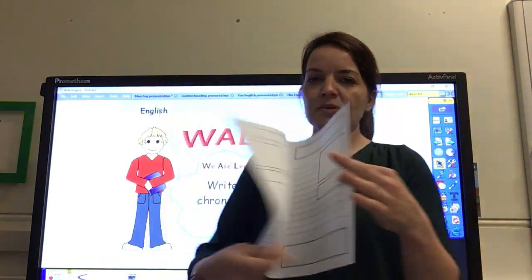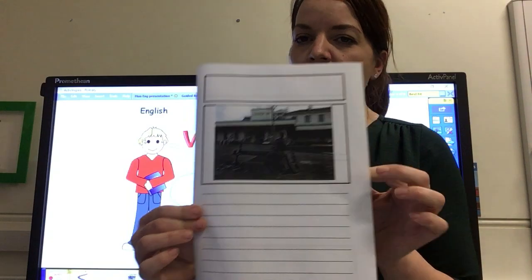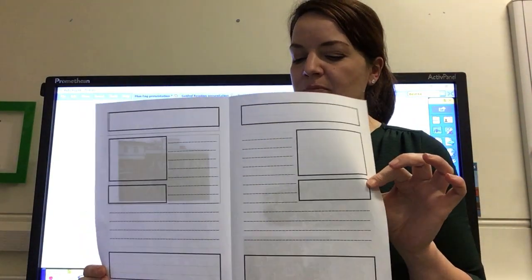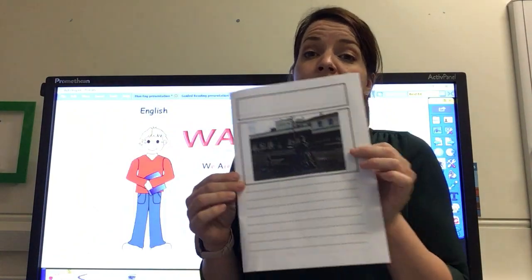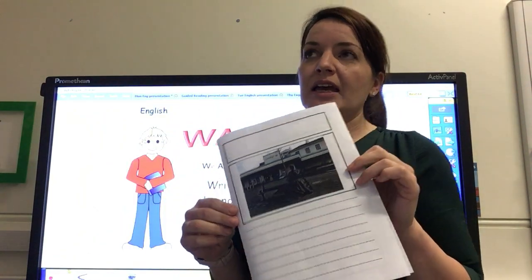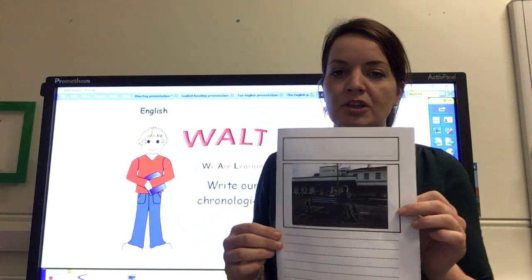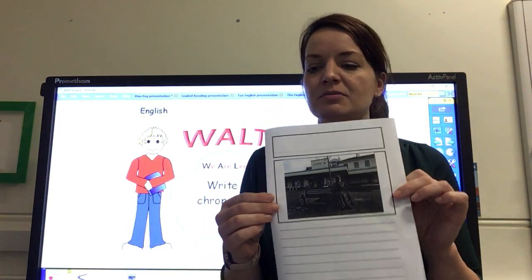Now, these are what the booklets look like in school, because we've printed them out and put them onto big A3 sheets of paper. If your booklet at home is smaller, that's okay. If you would rather write your booklet on a plain piece of paper or on the computer, that is fine as well.